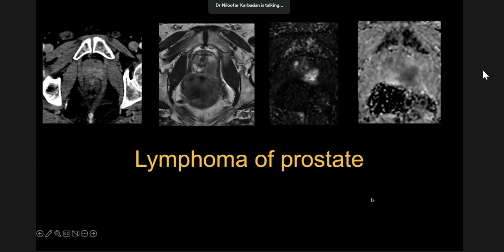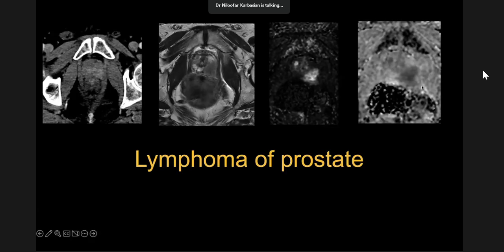Here I'm showing you a case of lymphoma of the prostate. Again, that infiltrative soft tissue can present in the pelvis and then can involve the prostate. This specific patient had a history of diffuse large B-cell lymphoma previously in the abdomen.